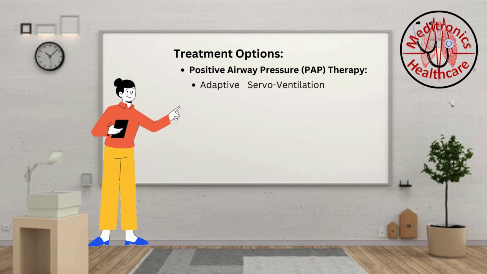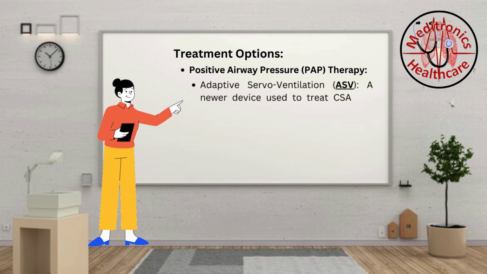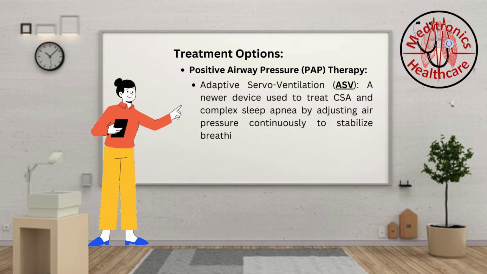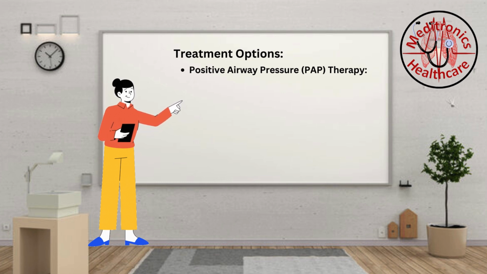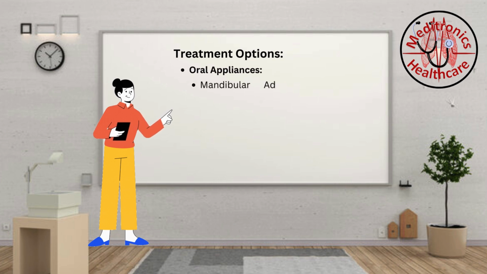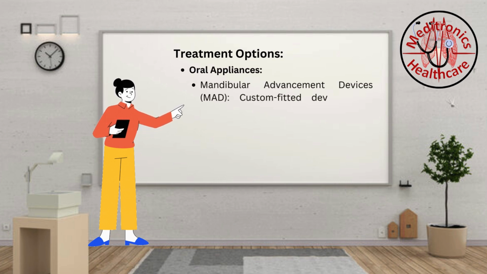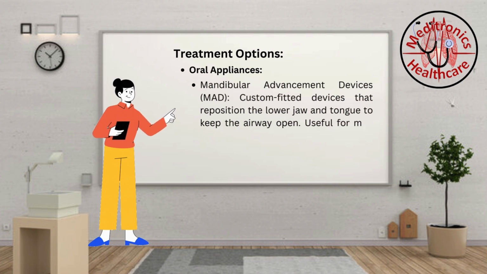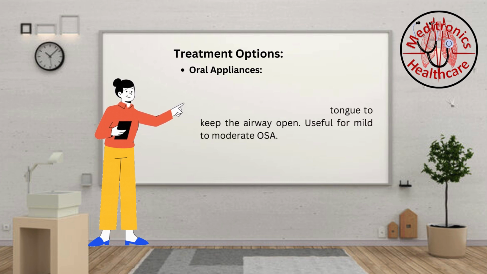Adaptive servo ventilation, ASV, a newer device used to treat CSA and complex sleep apnea by adjusting air pressure continuously to stabilize breathing patterns. Oral appliances, mandibular advancement devices, MAD, custom-fitted devices that reposition the lower jaw and tongue to keep the airway open. Useful for mild to moderate OSA.